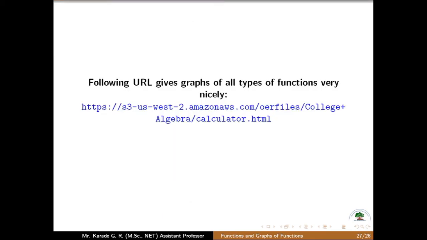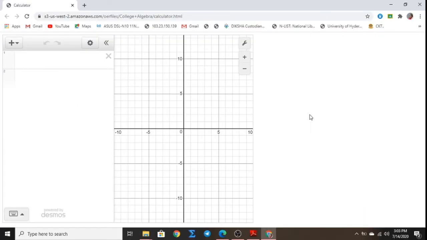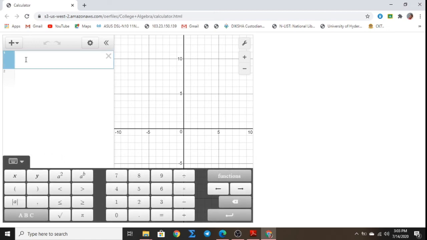Now finally, the following URL gives graphs of all types of functions very nicely. If we go to the internet and click on this website, we can open a web page where we can plot all types of graphs. We will take one demo here of the interface of this web page. See here, this is the first number, and here we have to add the function.